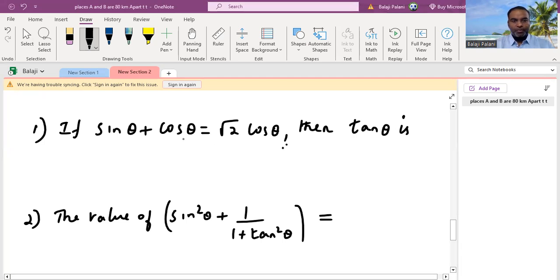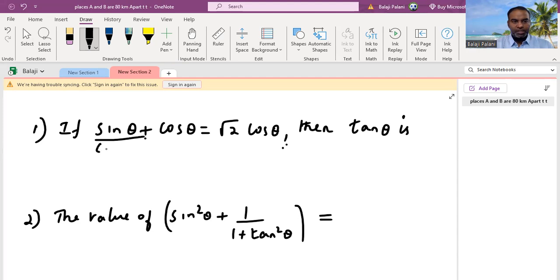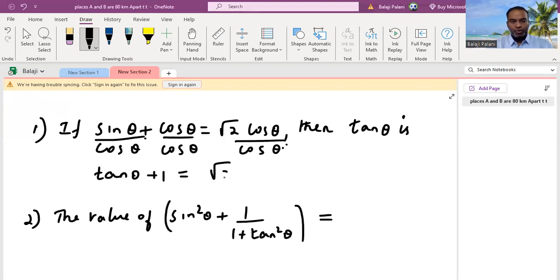We want tan, and we can see cos present in 2 terms. So we'll divide throughout by cos theta. So sine by cos plus cos by cos is equal to root 2 cos theta by cos theta. So you will have tan theta plus 1 is equal to root 2. Therefore, tan theta will be root 2 minus 1.